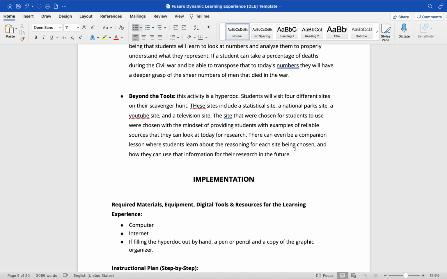And honestly, beyond the walls of the classroom, you're looking at becoming more informed citizens. So when they get on, well, for today, for us adults, it's Facebook, they do Instagram. They're going to be able to take information and make a solid argument based on accurate information, because they're going to know where to look to find appropriate sources. So this goes just beyond a simple hyperdoc.